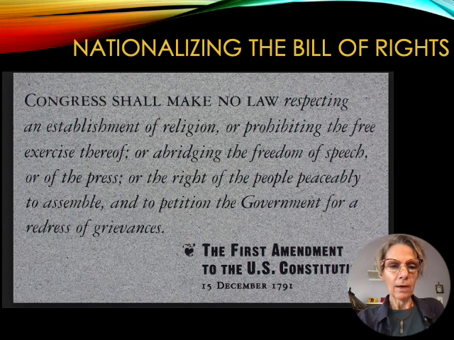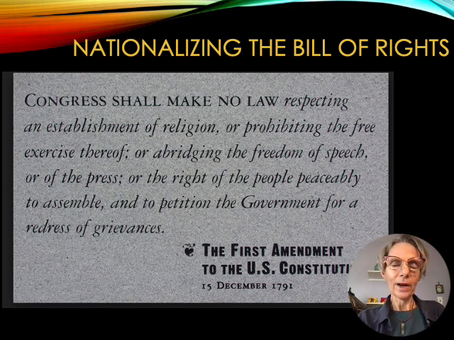Okay. Now, I have up there on the screen the First Amendment, okay? And it reads, Congress shall make no law respecting an establishment of religion or prohibiting the free exercise thereof or abridging the freedom of speech or of the press or the right of the people peaceably to assemble and to petition the government for a redress of grievances. That's the First Amendment. It's got 5 liberties in it, okay?